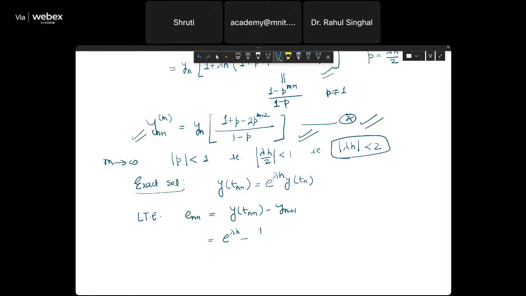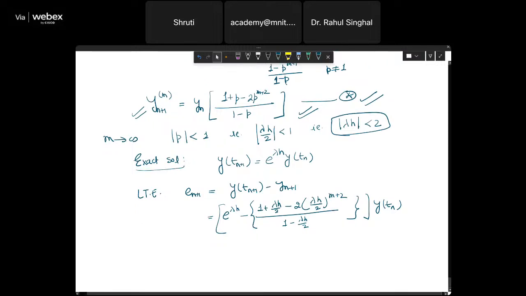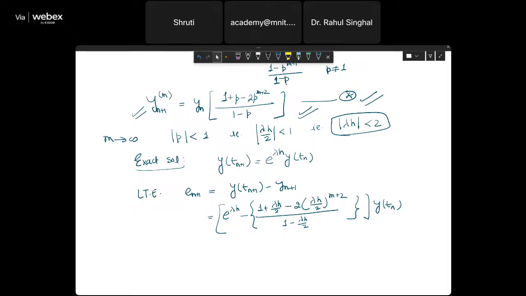by 2. So it comes as 1 plus lambda h by 2 minus 2 times lambda h by 2 to the power m plus 2 divided by 1 minus lambda h by 2. So this part. Okay, and this whole with y at tn. So this will be the local truncation error involved in it. And from this, you can understand what happens if the corrector is not at all applied, and if it is applied one time, and if it is applied two times, etc. So here you can do for this.